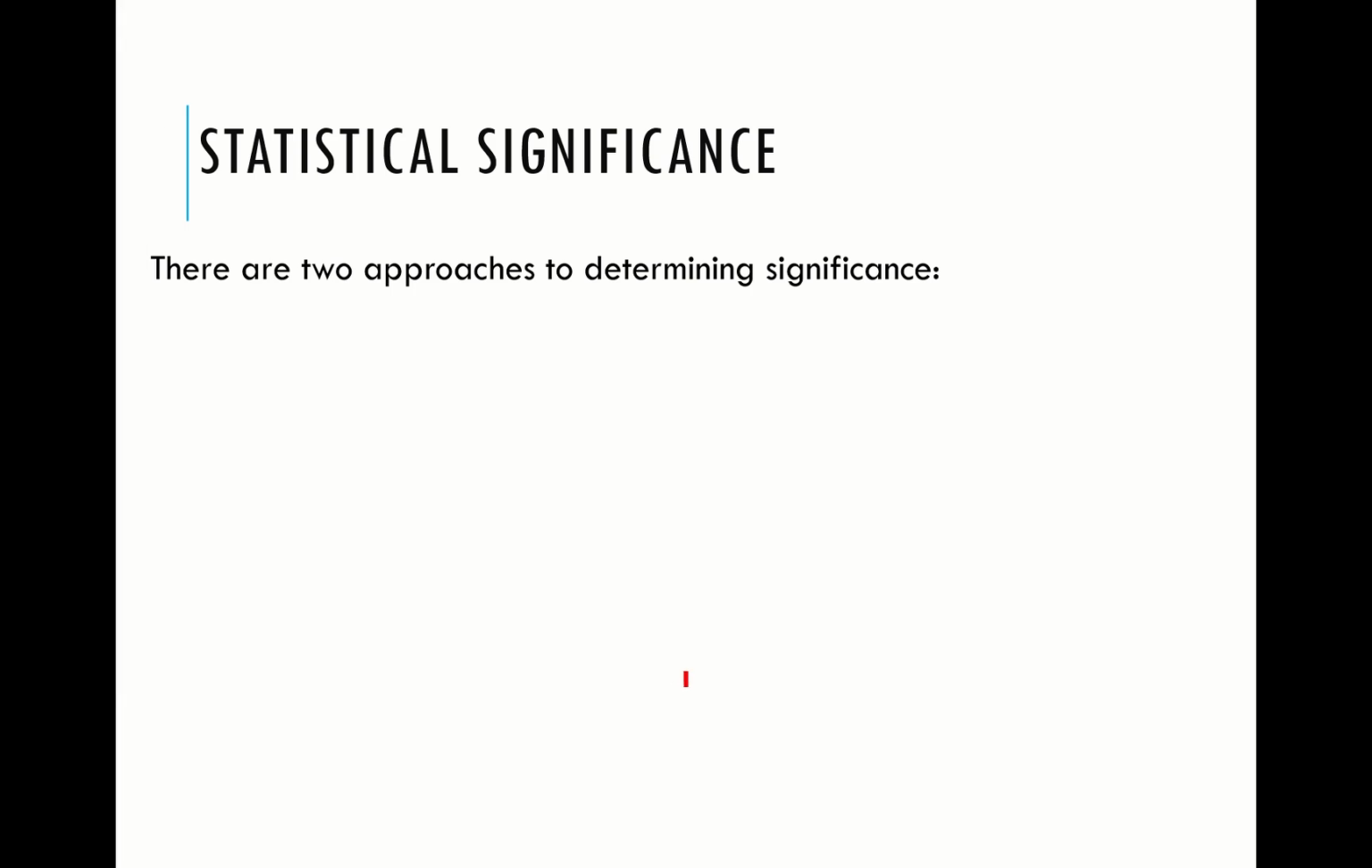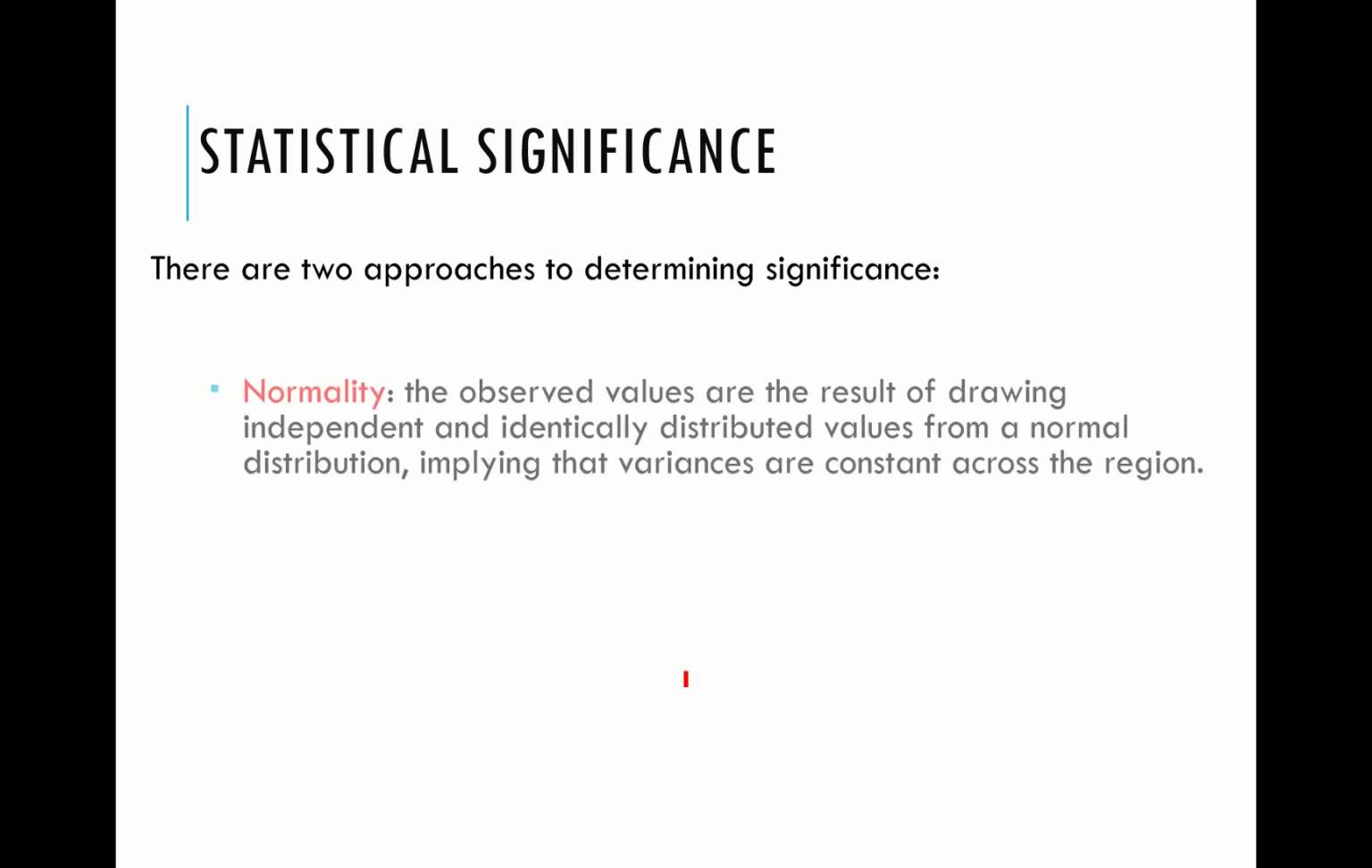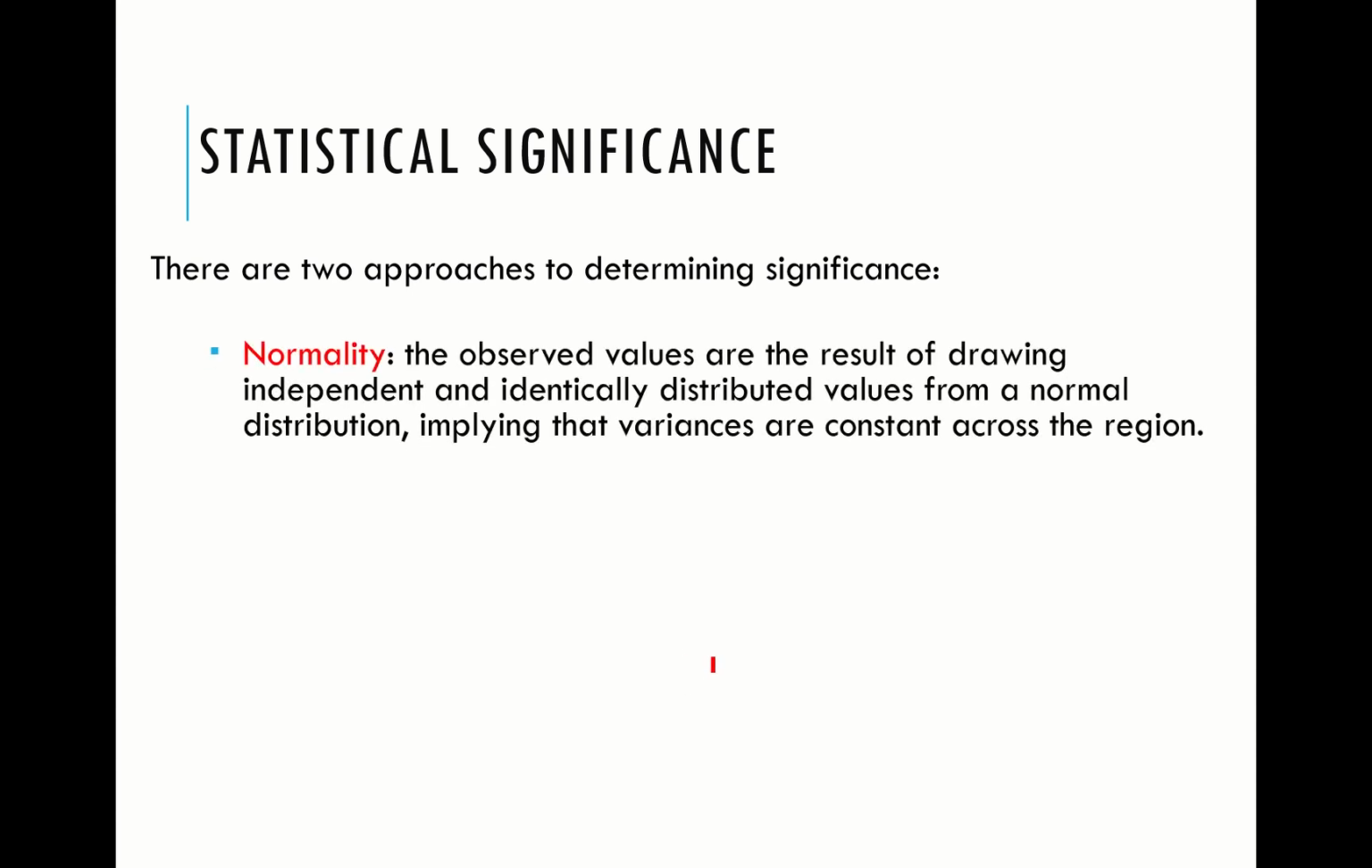With Moran's I, there are two main approaches in determining significance. One, as I mentioned already, is looking at normality: how expected are the results of your Moran's I test compared to, say, a normal distribution of the expected values of that Moran's I?